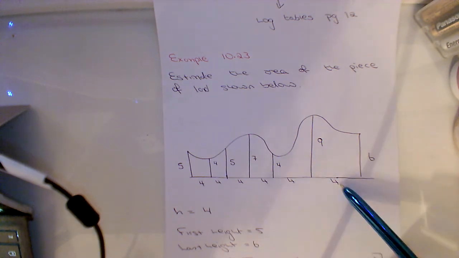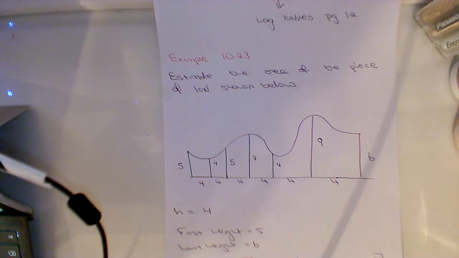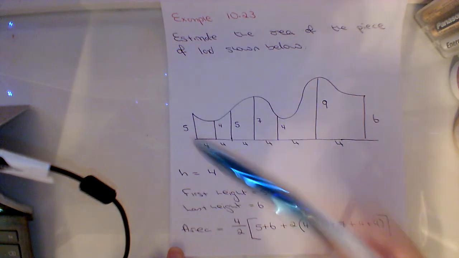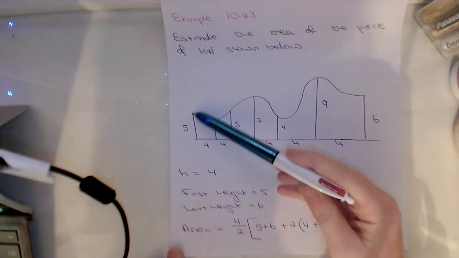My first height, y1, is equal to 5. The curve starts up here at 5. If it was down here, it would be 0. Then I have my last height, which is yn, is 6.